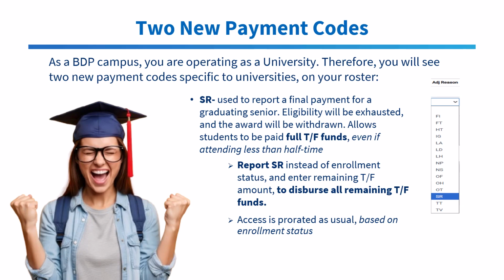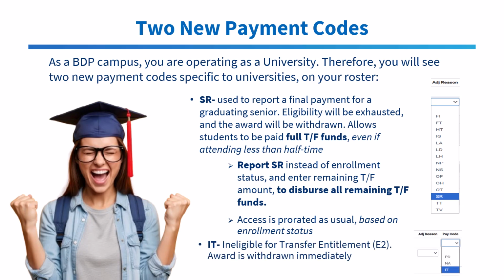Access is still paid based on the enrollment status reported, so you'll pay out access funds at the full-time, three-quarter time, or half-time level. The IT payment code stands for Ineligible for Transfer Entitlement Program because the student did not meet one or more criteria. This code will withdraw E2 awards immediately.